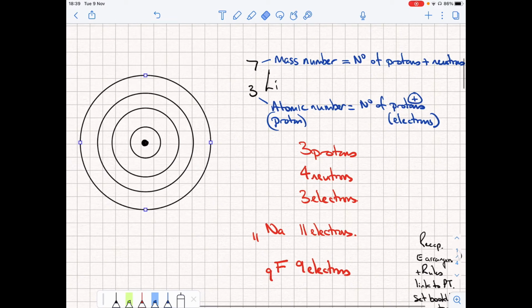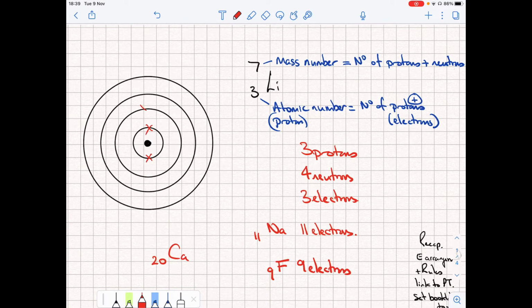Okay, there we go. So what if I was going to do, let's say we do calcium. Calcium has got 20 electrons. So I'm going to put 2 in the first, and then it's full. Then I'm going to put 8 in the second, and then it's full. So there's 2 and 8, that's up to 10. I can fill another one with 8.